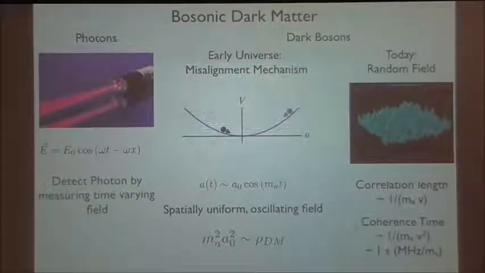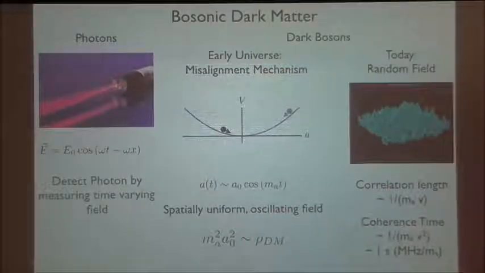But yet, if you put in the numbers, their masses could be like a megahertz or so. And if the mass is a megahertz, and the velocity of dark matter is about 10 to the minus 3, the coherence time is 1 second. Now, think about what that means, right? 1 second coherence time is nothing in the time scale of the galaxy.